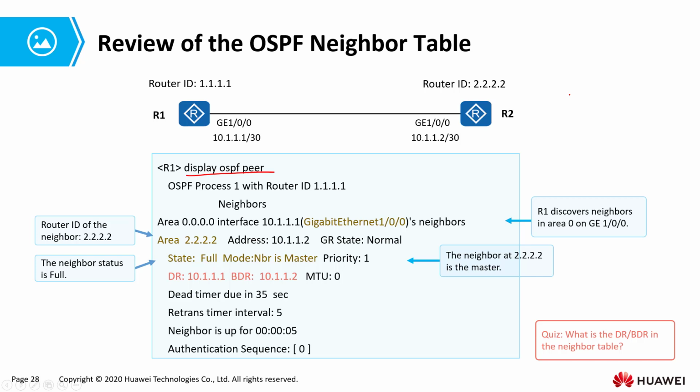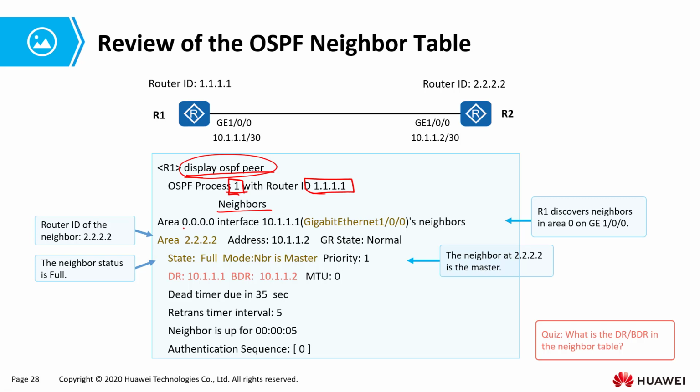And now router 1 is in adjacency relationship with router 2. What exactly will router 1 know about router 2? You want to know that? Go to router 1 and type display OSPF peer. So look at this. It's defining the process ID of OSPF that router 1 is running and the router ID of router 1. And then it's just listing the neighbors that router 1 has.